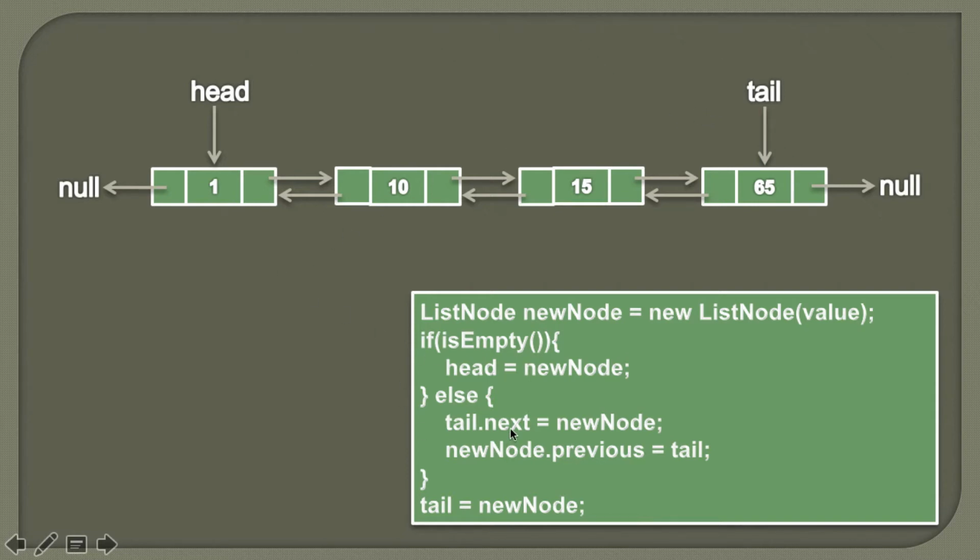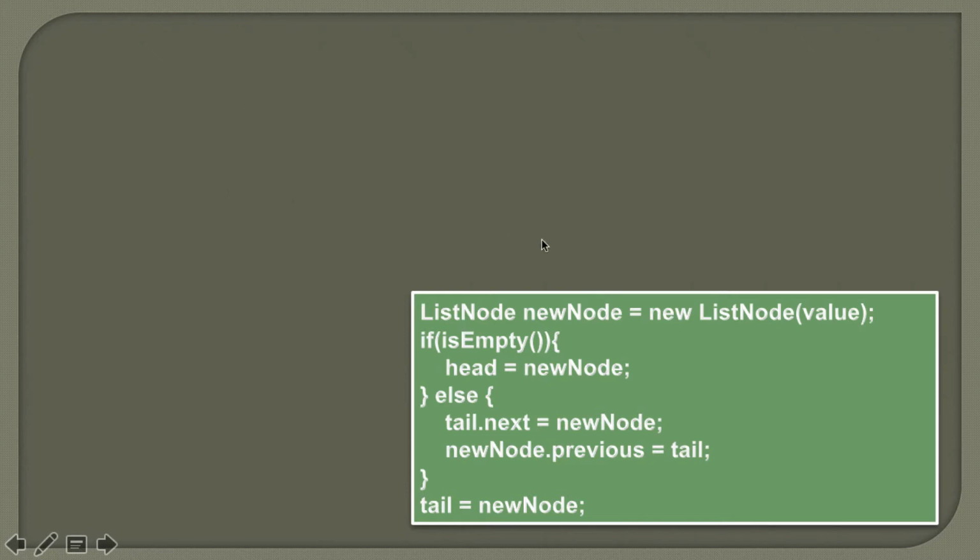So here in this algorithm we need to cover the case when the list is empty. When the list is empty, then the head pointer comes into the picture. We'll see the demonstration of this algorithm in the next slide. So friends, below is the algorithm to insert a node at the end of a doubly linked list. Let's see a demo of this algorithm step by step.